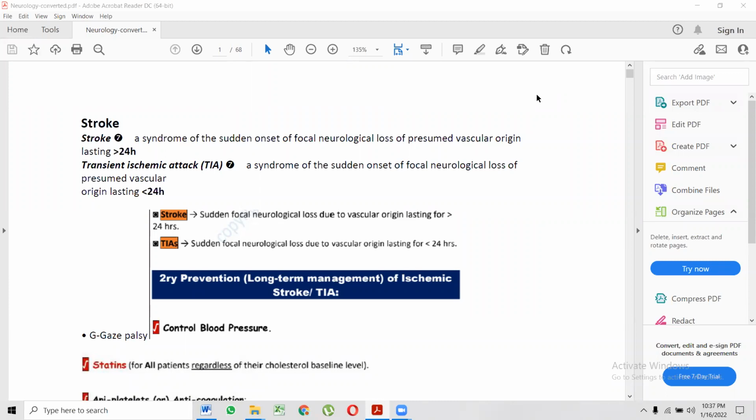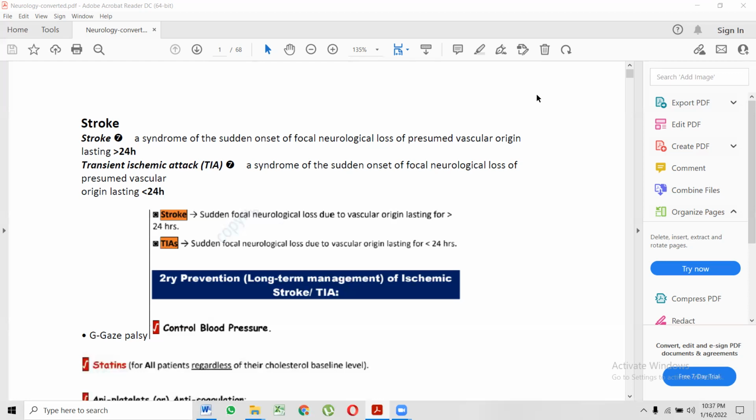The topic that we are going to cover from neurology is stroke. We learn about cerebral stroke, cerebellar stroke, and brain stem stroke, and how to differentiate between anterior circulation stroke and posterior circulation stroke as well.